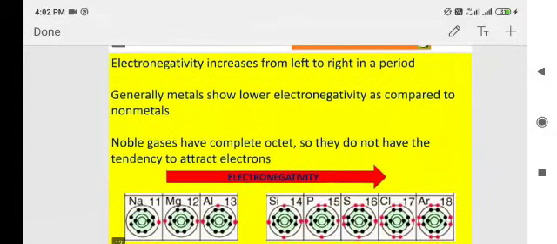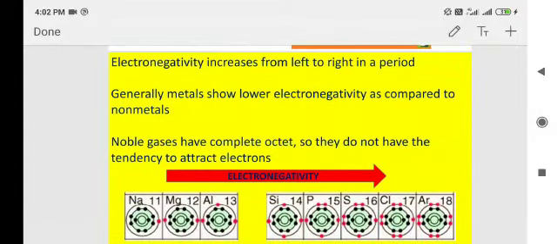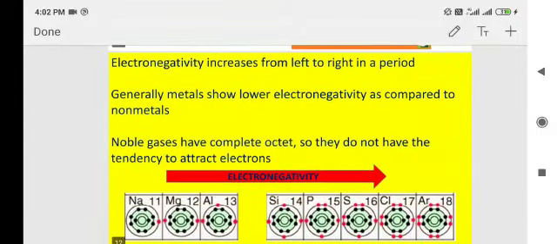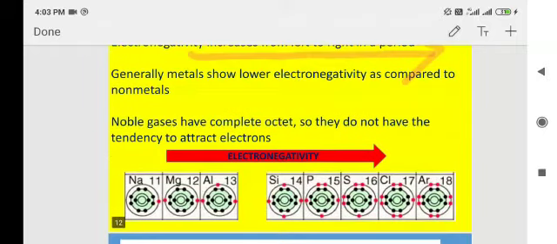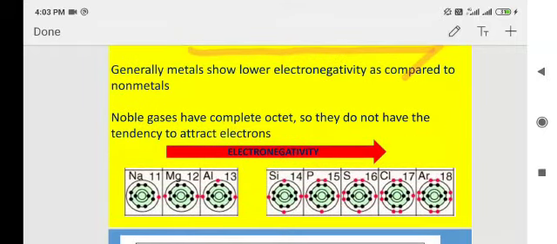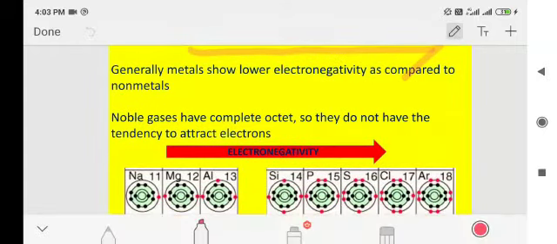Just to see here. Across a period, electronegativity increases from left to right. Across a period means the horizontal way. If you consider, the electronegativity of elements increases, and you all know very clearly, across a period when we move, the left side elements are called metals. The right side are called non-metals.